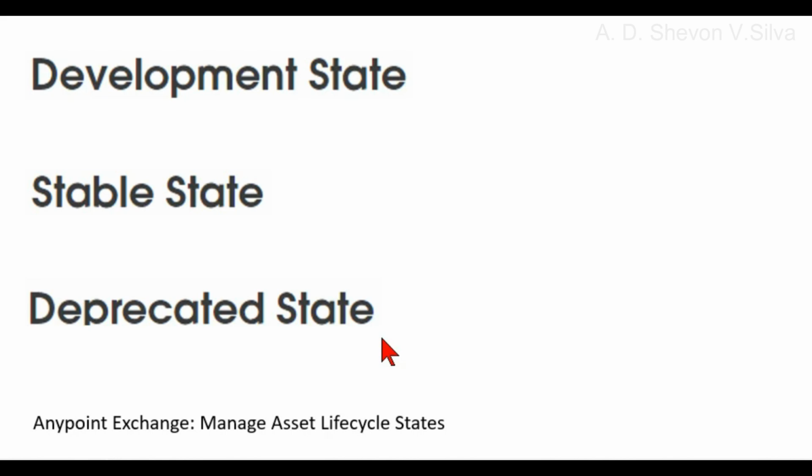Deprecated state. An asset version in the deprecated state is similar to an asset version in the stable state. The only difference is that the status property shows the asset version is deprecated. Here you can see the states: development state, stable state, and deprecated state.